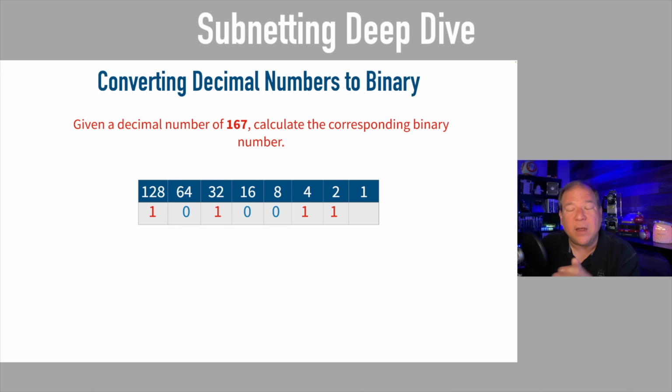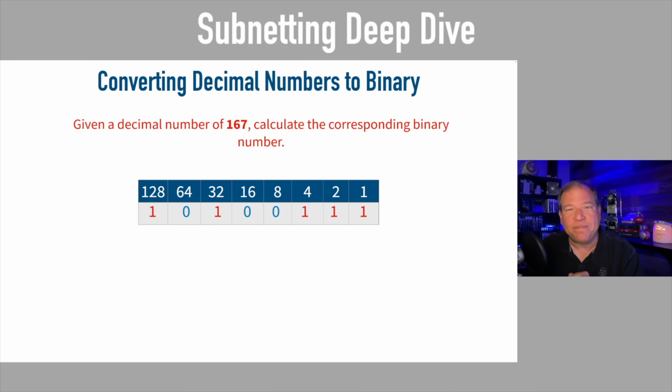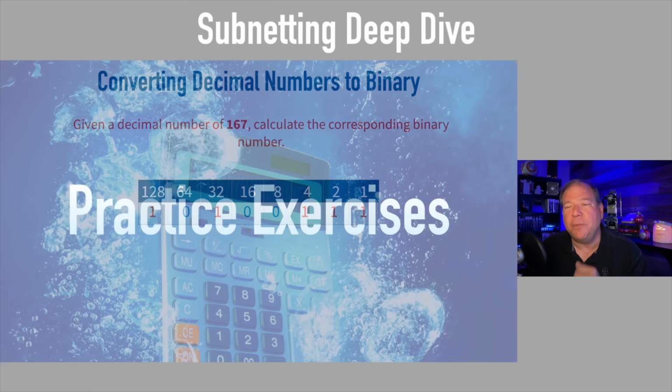Is 1 greater than or equal to 1? It's equal to 1. Because it's equal to 1, the answer is yes. We're going to put a 1 in that column. And there is no difference at this point. So we are done. That is the result. We have converted the decimal number of 167 to 10100111. That's how we go from binary to decimal and from decimal to binary.